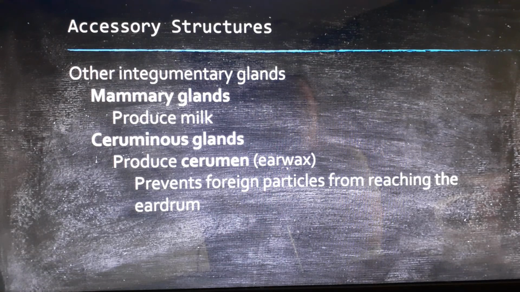They are modified sweat glands. And ceruminous glands. Ceruminous glands exist inside the ear canal and they produce earwax, which in anatomy is called cerumen. And this is a sticky, thick, waxy substance that traps particles and tries to keep insects from reaching your eardrum.